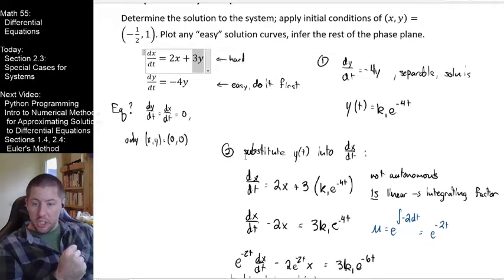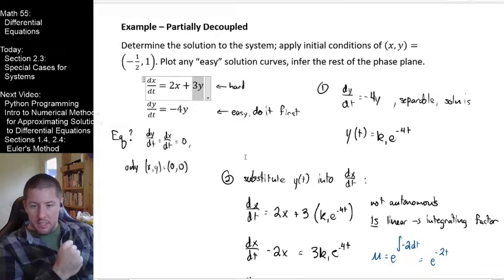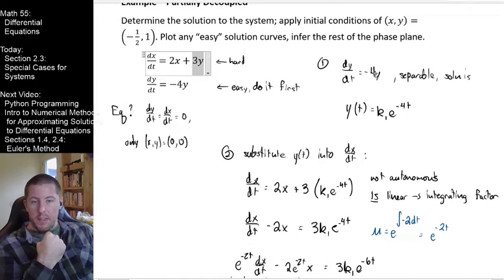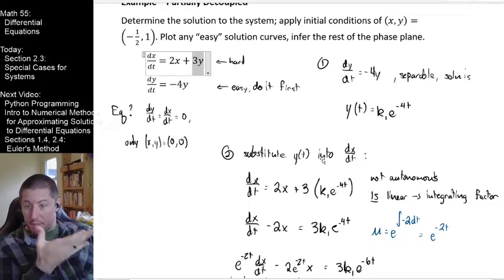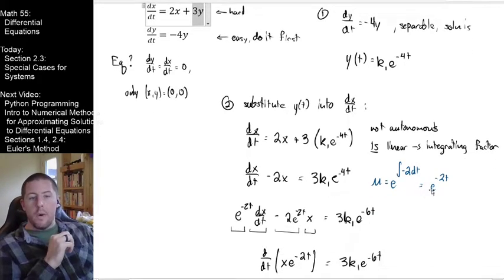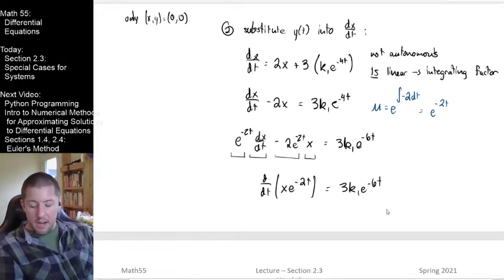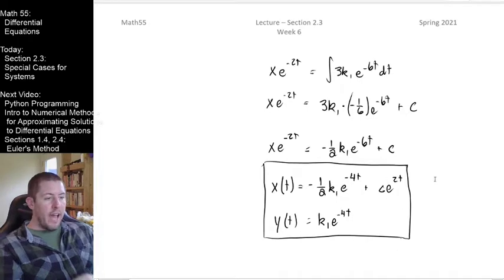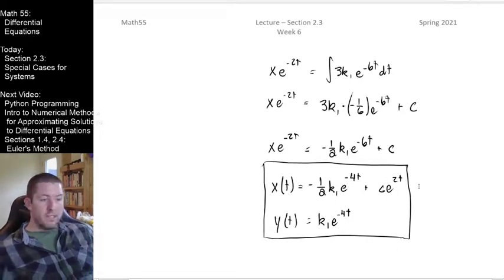So for our partially decoupled linear systems, you will always solve the decoupled part first, and sub it into the partially coupled or fully coupled part second. It will always be an integrating factor that you're looking to use for your solving technique right here. And it does look like we landed at a final system right here.